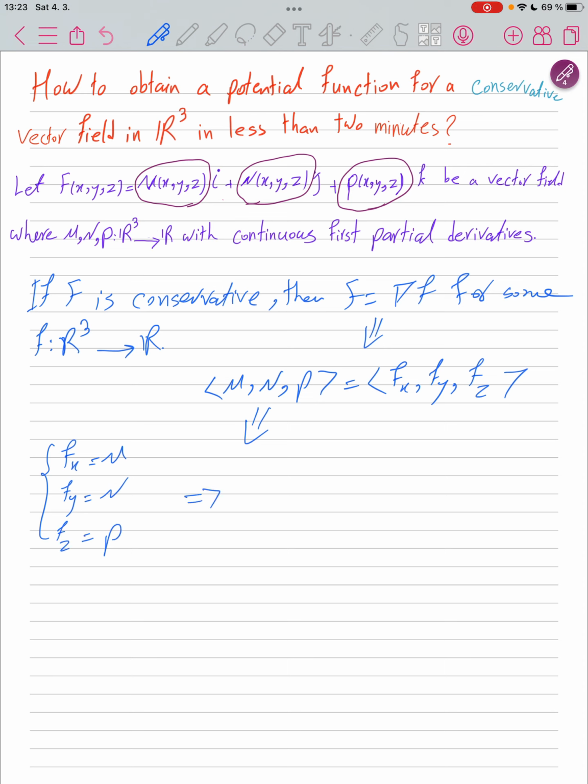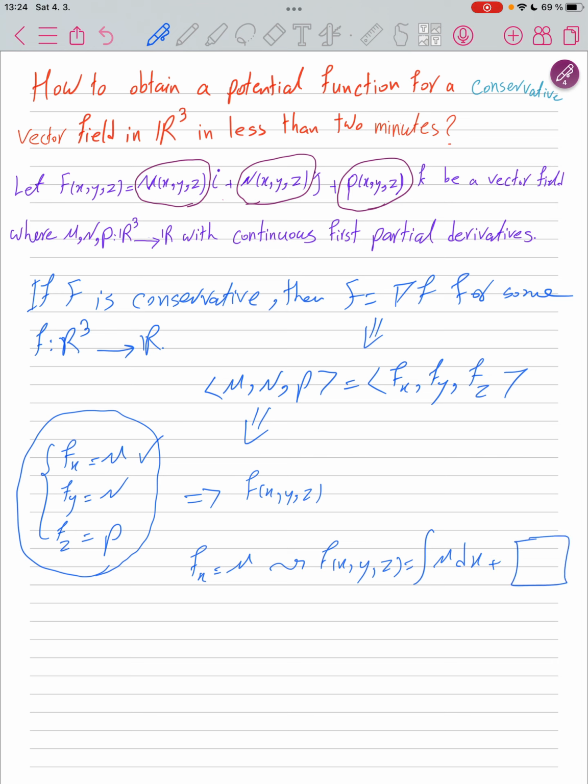And now based on these equations, we should obtain f of x, y, z, right? The usual method is that you can start with one of these equations, for example the first one. So f sub x is equal to M, then take an integral with respect to x. Therefore here you have f of x, y, and z is going to be the integral of M dx. And here you have an integration constant, but this constant is going to be a function of y and z.